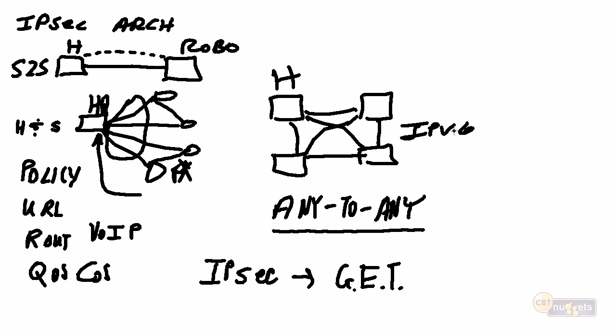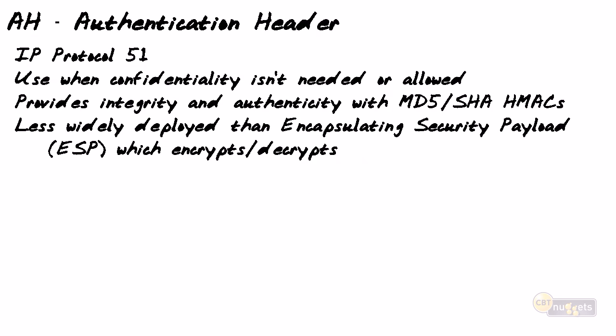Now we need to look at some of the concepts of IPsec: the protocols, the algorithms, the mechanisms. We really need to define those. Okay, so let's start out first of all looking at the two main IPsec VPN protocols. The first protocol is Authentication Header, or AH.